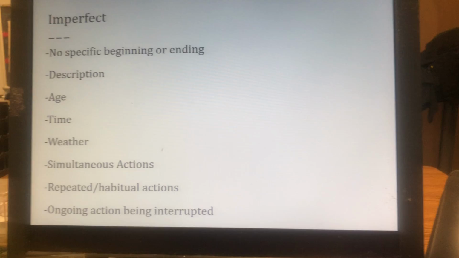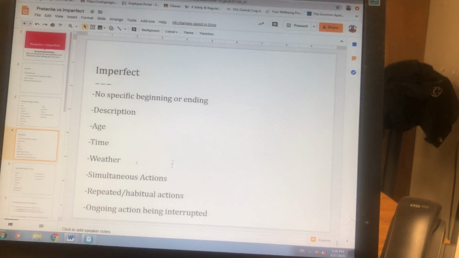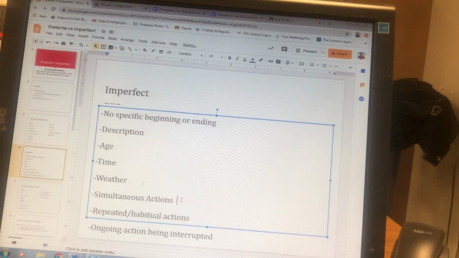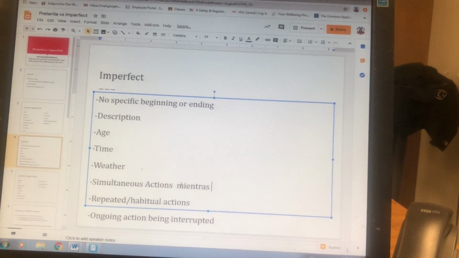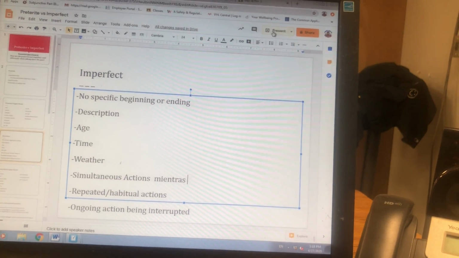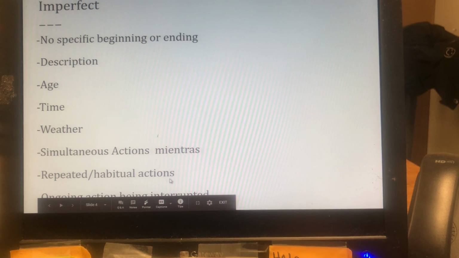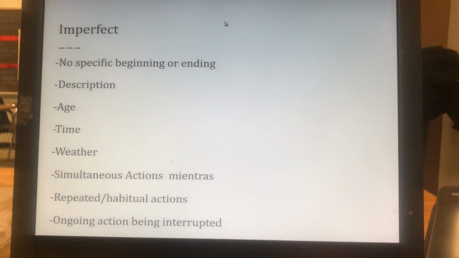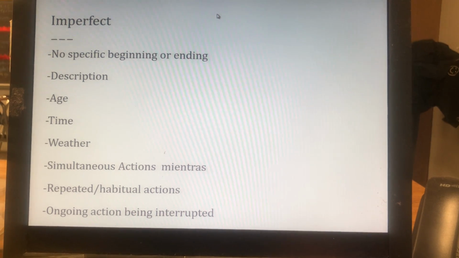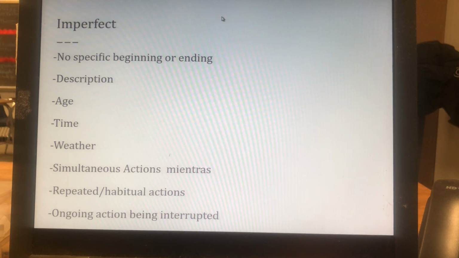Things that are going on at the same time. If things are going on at the same time, you'll usually use the word mientras, which is like meanwhile. You might see that word, mientras. Then another thing is repeated and habitual actions, so things that happened over and over again repeatedly in the past, and an ongoing action that is being interrupted. That's what I talked about before.